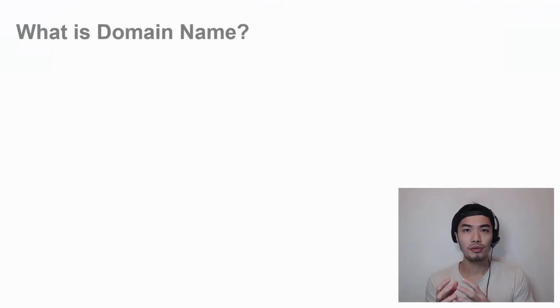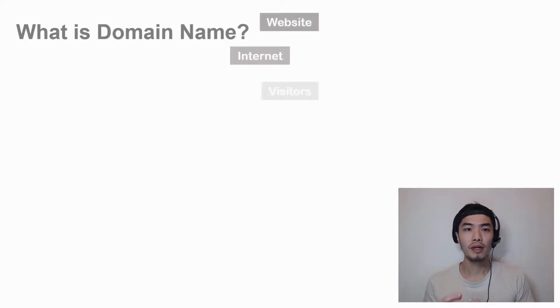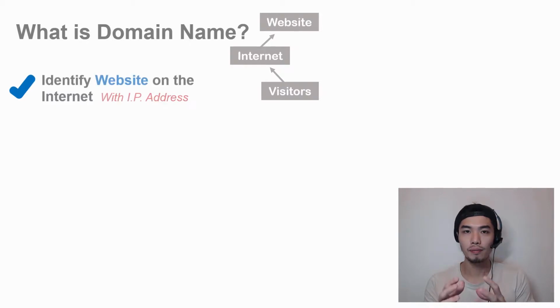In order for you to select a domain name, firstly you have to understand what a domain name is. A domain name is how visitors are able to access your website through the internet. Basically, a domain name is also considered your website name. So when it is on the internet server, or what we call the DNS, domain name server, they will identify your website with the IP address.